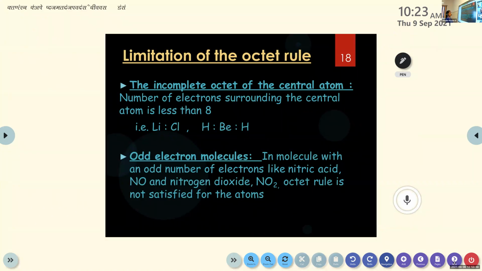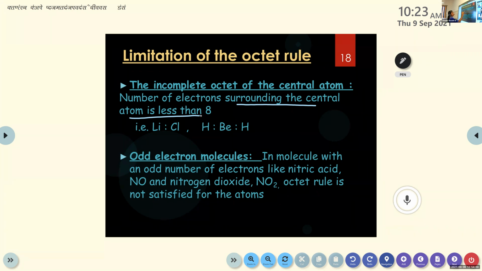Okay, so the limitations of the octet rule. First point, the incomplete octet of the central atom. Here, the number of electrons surrounding the central atom is less than 8 in some compounds. The examples are lithium chloride, then beryllium hydride, etc.